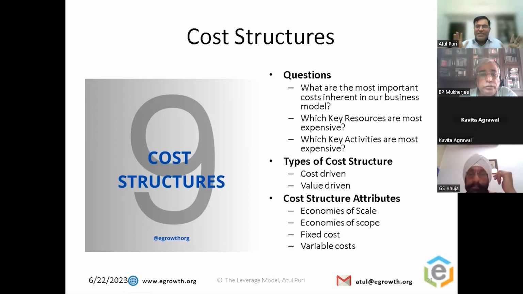But nonetheless, at the broader level, we need to look at all these aspects.